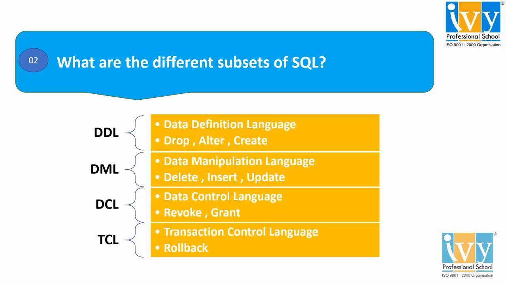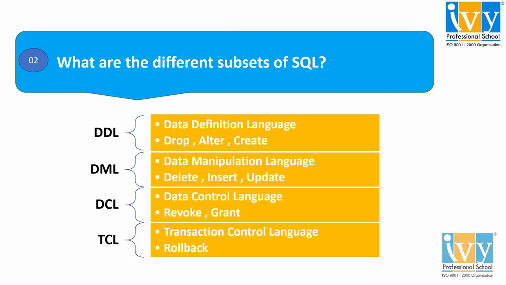Second, DML. It stands for Data Manipulation Language. DML allows us to access and manipulate data. It helps us to insert, update and delete, and also retrieve data from the database. Third, DCL. DCL stands for Data Control Language. DCL allows us to control access to the database. For example, grant, revoke, access permission.